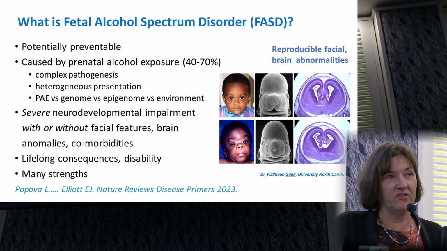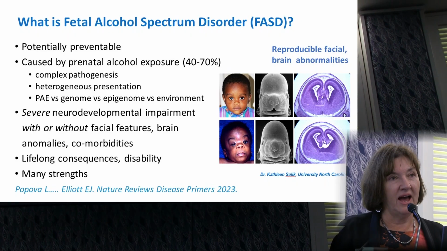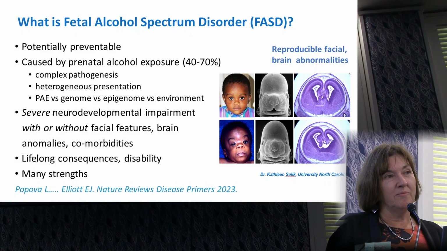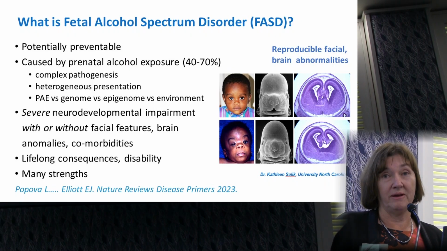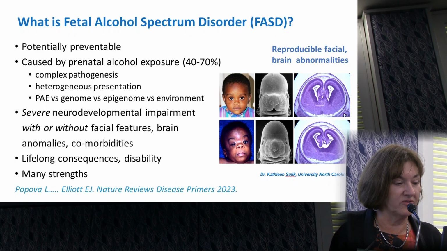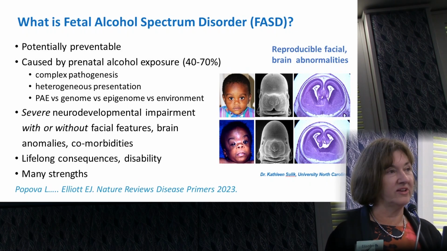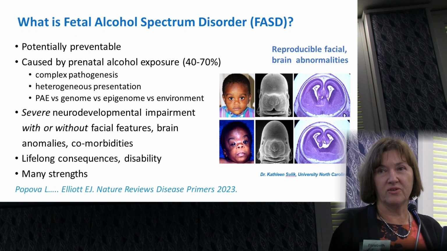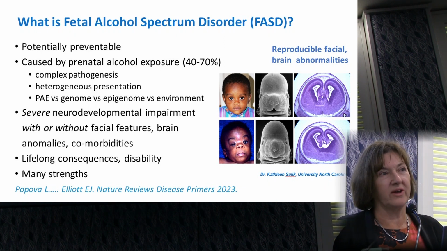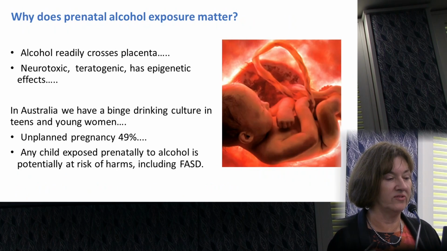So you will only get those physical defects with exposure in the first trimester of pregnancy. And as you can see from this slide, both these physical features and the small brain can be reproduced in animal models. Of course, this condition has lifelong consequences associated with disability, but as we've heard this morning, individuals living with fetal alcohol spectrum disorder have many strengths, and we really need to focus and build on those.